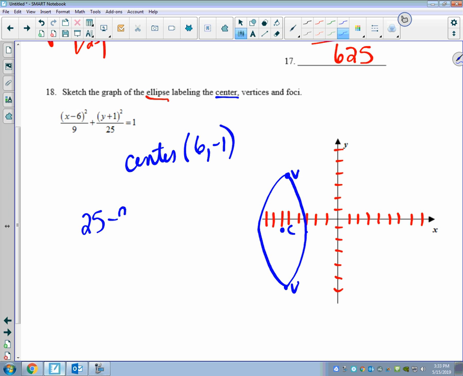So that's 25 minus 9 equals C squared. That's just 16 equals C squared. So C equals 4. So my foci would just be 4: 1, 2, 3, 4. That would be a foci, and down 1, 2, 3, 4. That would be a foci. Okay?